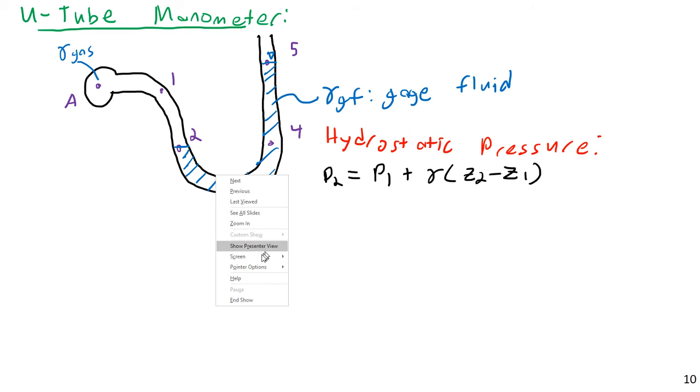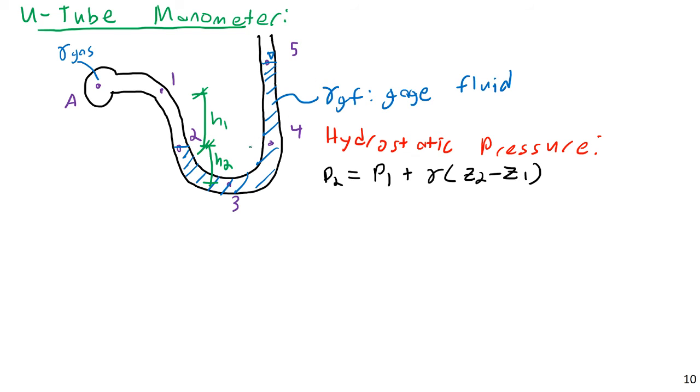Oh, and I need to label some heights. We won't be able to work with this without our heights. So let's just say, for our purposes, this is H1. I know they don't match up exactly with the numbers, but whatever. This is H2, and this here is H3. And of course, our coordinate system, I'm going to measure Z.